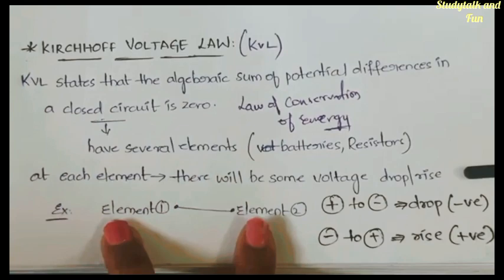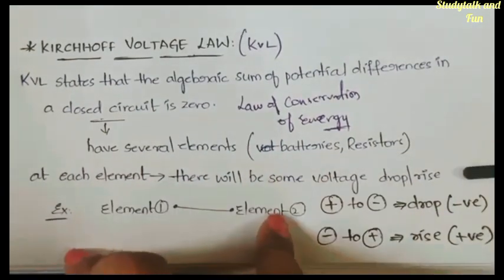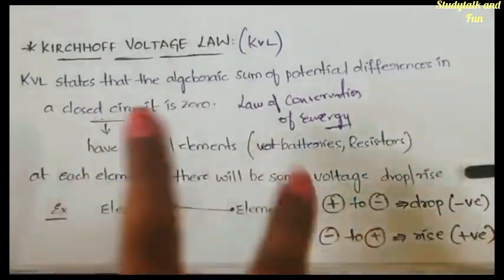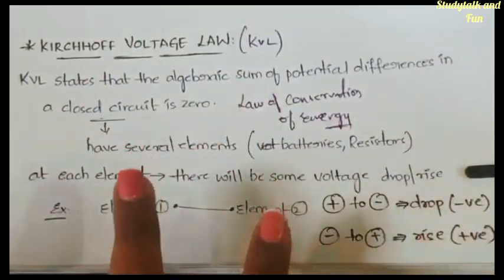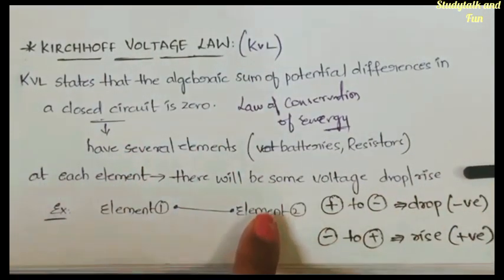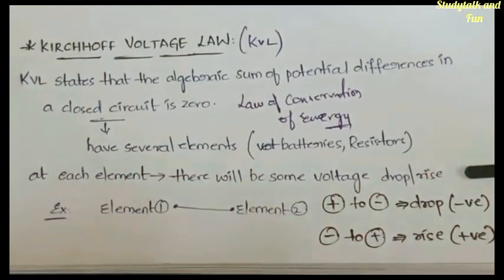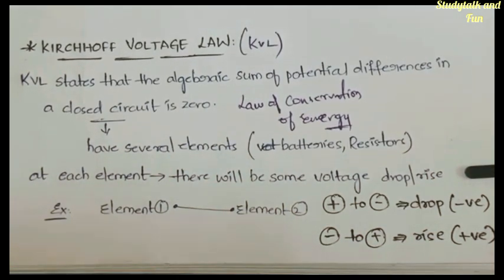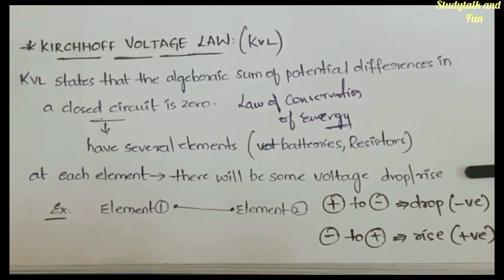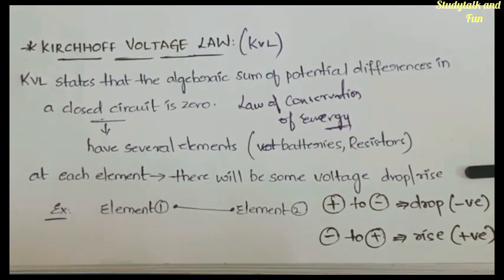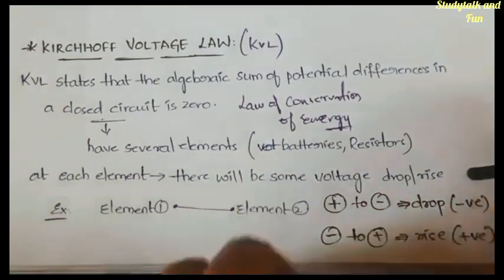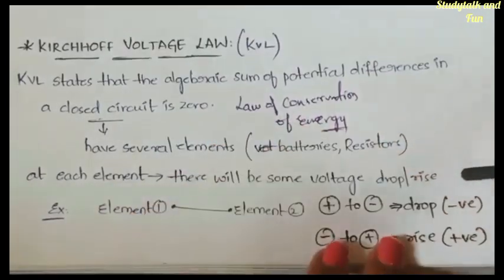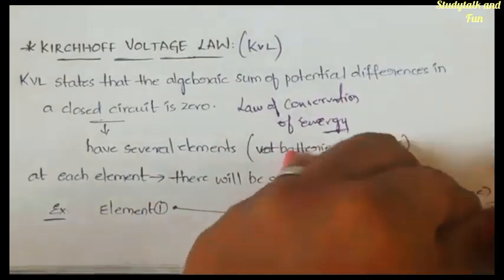This is element 1 and element 2. It can be anything. It can be a resistor or a battery, any combination. If you are moving from positive to negative, then it is considered a drop. That is, you need to take a negative symbol. If it is moving from negative to positive, then it is considered a rise, and you have to take a positive symbol. Okay, I know you guys are getting confused. Don't worry, I'll explain with a diagram.